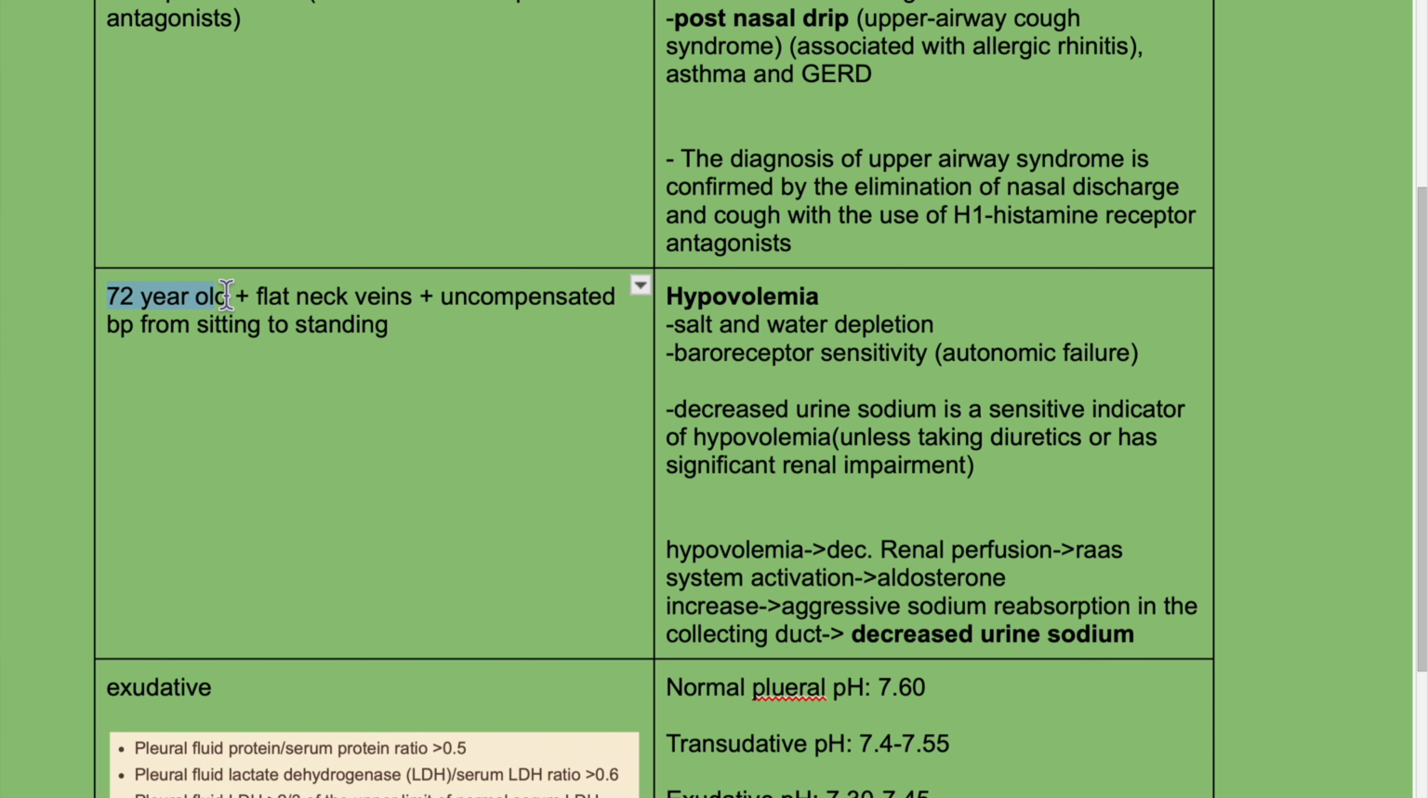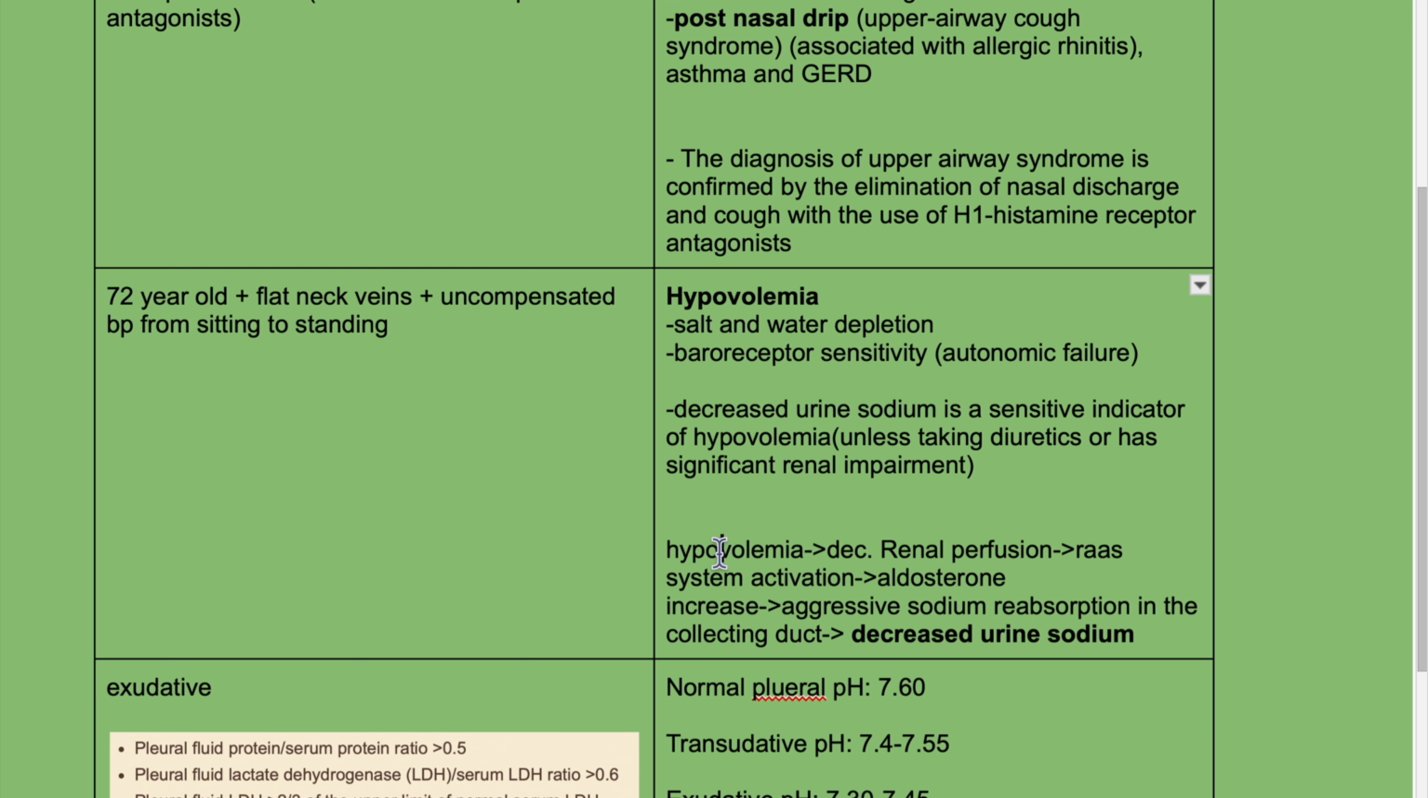Okay, you have a patient that's 72 years old, flat neck veins, uncompensated blood pressure drop from sitting to standing. Okay, so this is hypovolemia, salt and water depletion, baroreceptor sensitivity. This is an autonomic failure. Decreased urine sodium is a sensitive indicator of hypovolemia. Okay, you will have a decreased amount of sodium in your urine in hypovolemia, unless taking diuretics or has significant renal impairment.